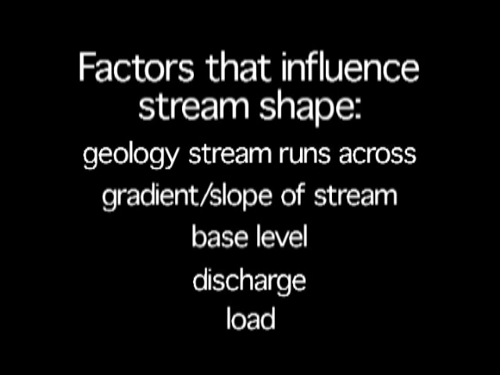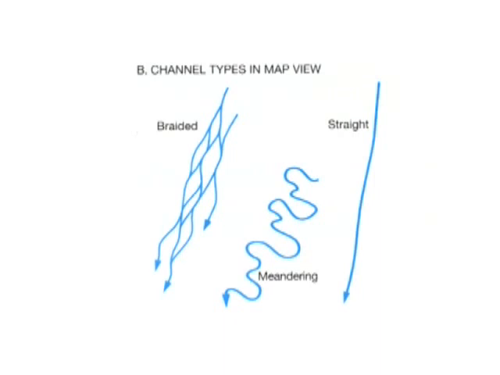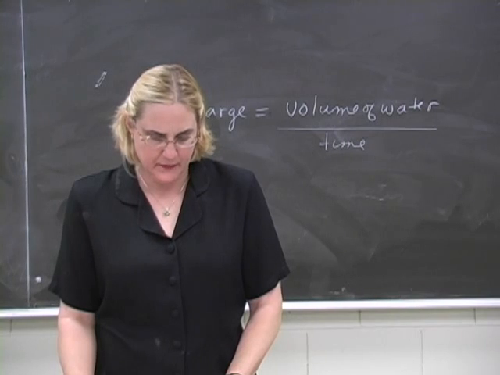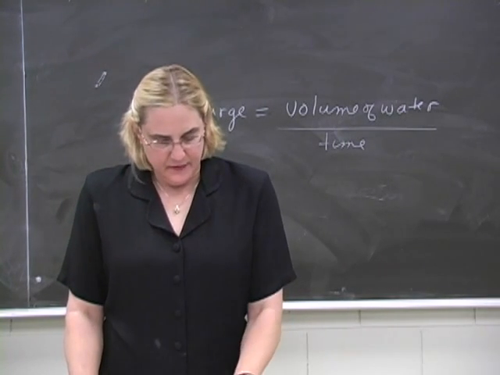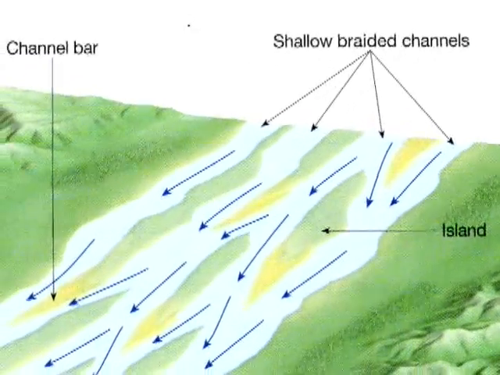So the shape of the stream will depend a little bit now on the gradient and on the amount of sediment that it's carried. Refer to your lab book and you'll see a picture in the upper right that shows a stream shape that's called braided, meandering, and straight. Now, streams don't usually have a straight pattern for very long. If they have a lot of sediment load and a very steep gradient, they tend to have the braided shape.